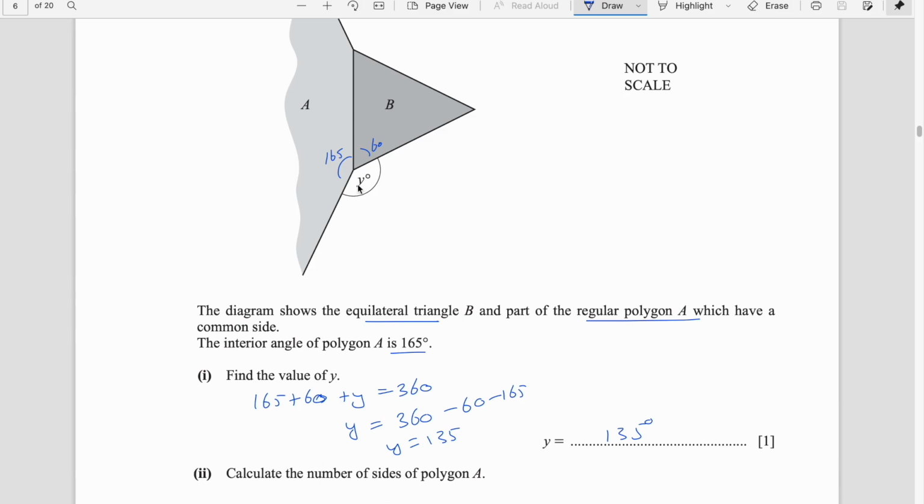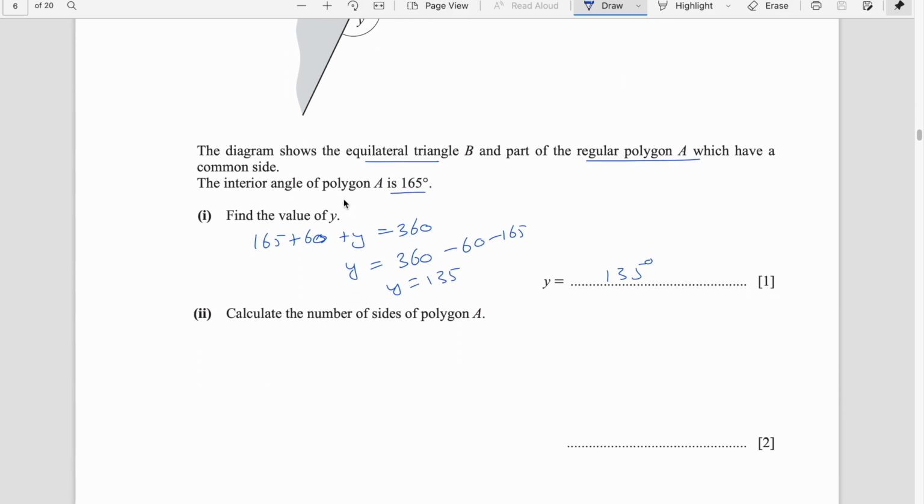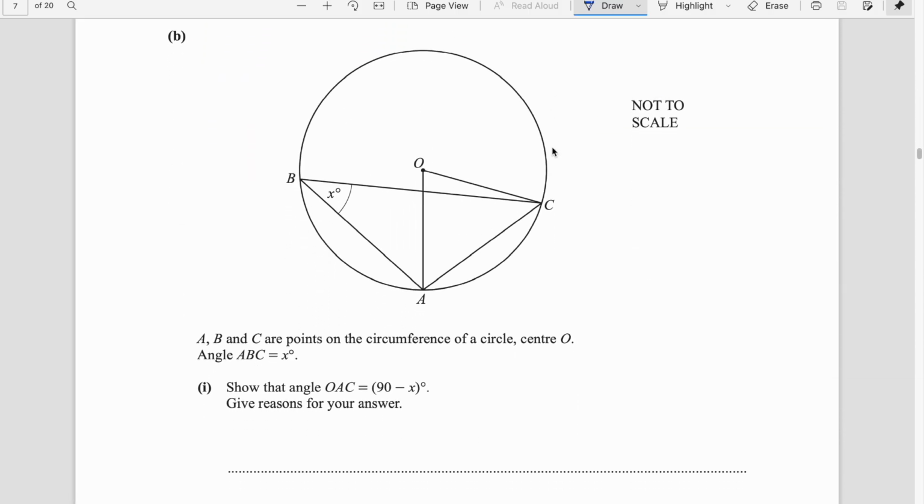Calculate the number of sides of the polygon. If the interior angle is 165, so exterior angle is 180 minus 165, that is 15. So number of sides is equal to 360 over exterior angle. So 360 by 15, we get 24 sides. B part.